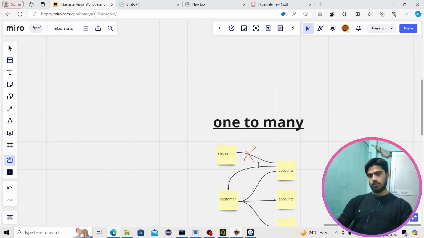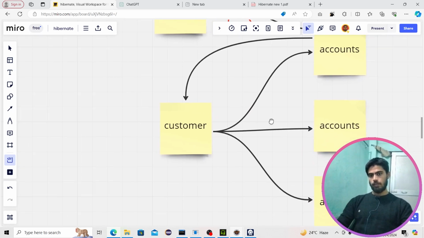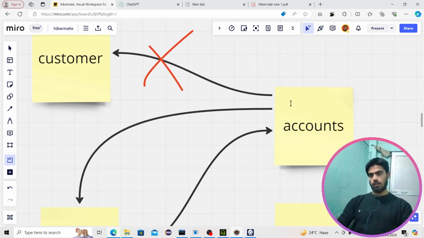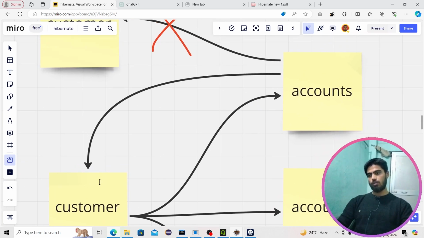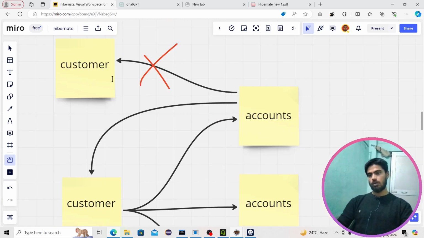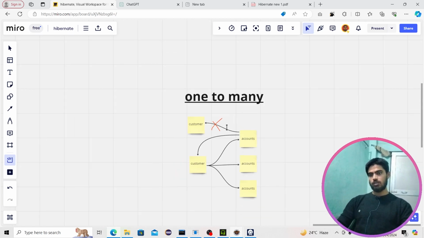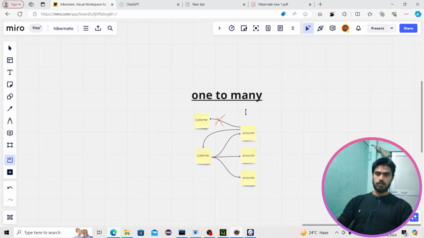Another example is one customer can have multiple accounts, and one account is always going to belong to one customer, not multiple customers. So on the basis of this, association mapping got divided into three types.